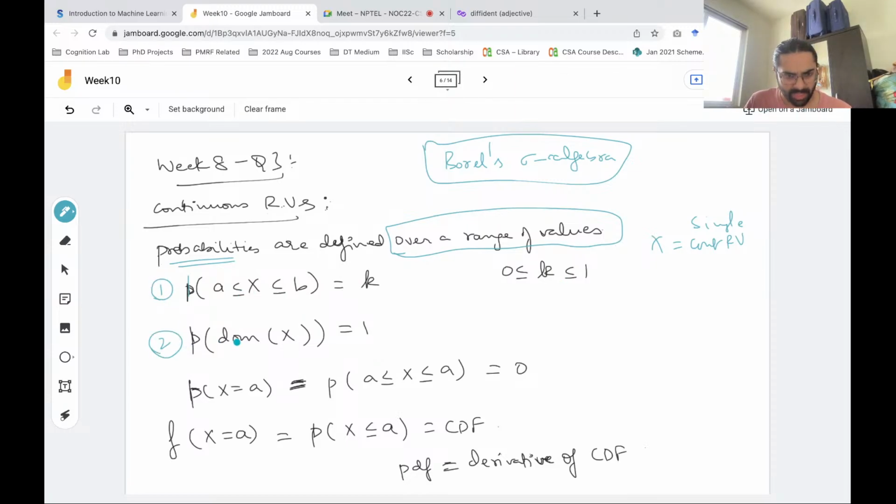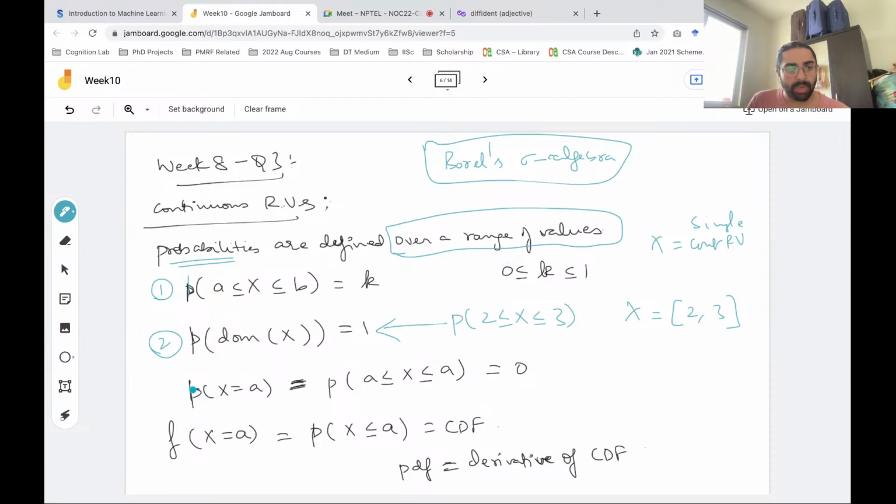The second thing was the probability over the whole domain of X. So for example, let's say X is defined over 2 to 3 only. If I write the probability of 2 less than or equal to X less than or equal to 3, this number has to be equal to 1. So with these rules and some more rules of Borel's sigma algebra, we came to the idea that for continuous random variables, we define probabilities only over a range of values.